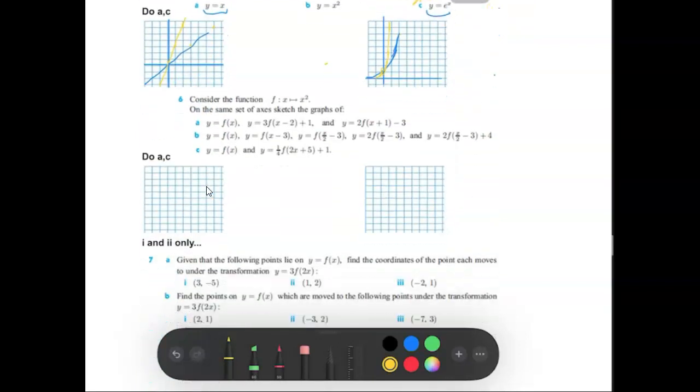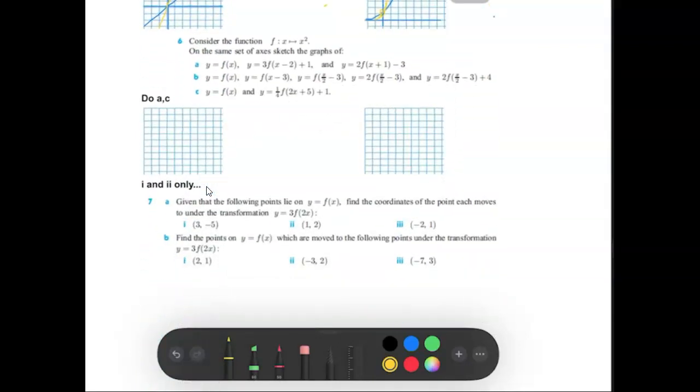And let's go to number 6. Consider the function. This is just this notation here. It just means f of x equals x squared. And sometimes IB is going to use this notation. Don't let this scare you. It's just f of x equals x squared. That's it. Okay, and we're going to do A and C.